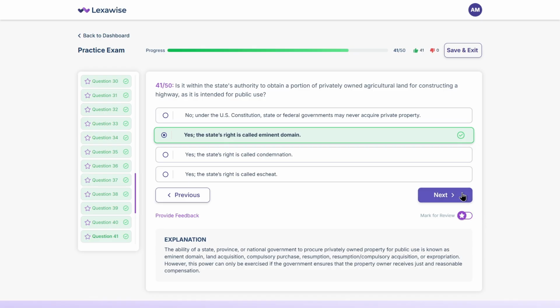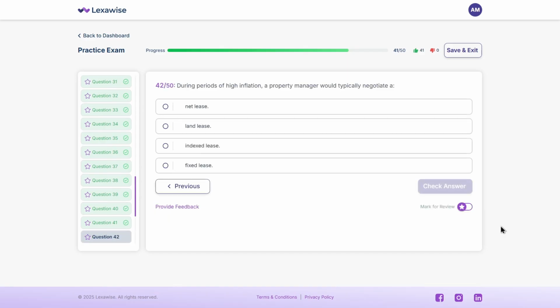Now let's look at this one. During periods of high inflation, a property manager would typically negotiate: A, net lease. B, land lease. C, indexed lease. D, fixed lease. Think carefully.